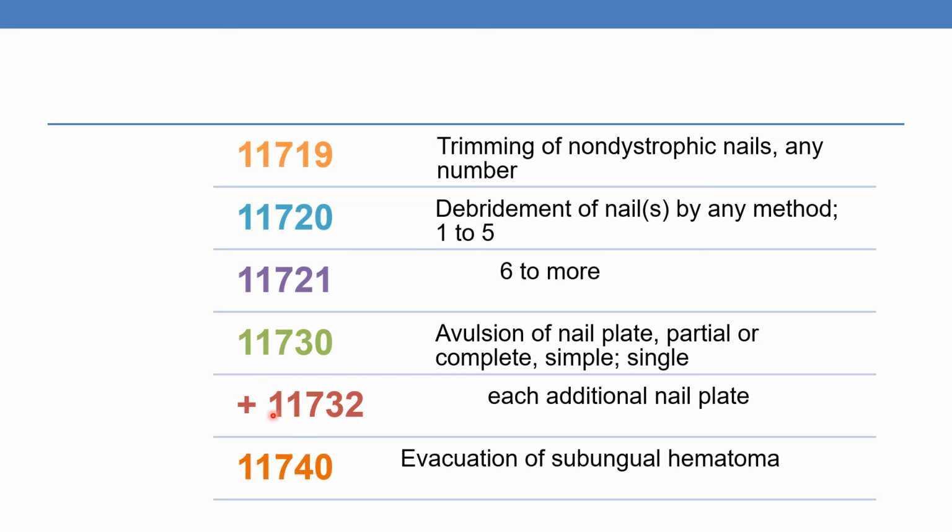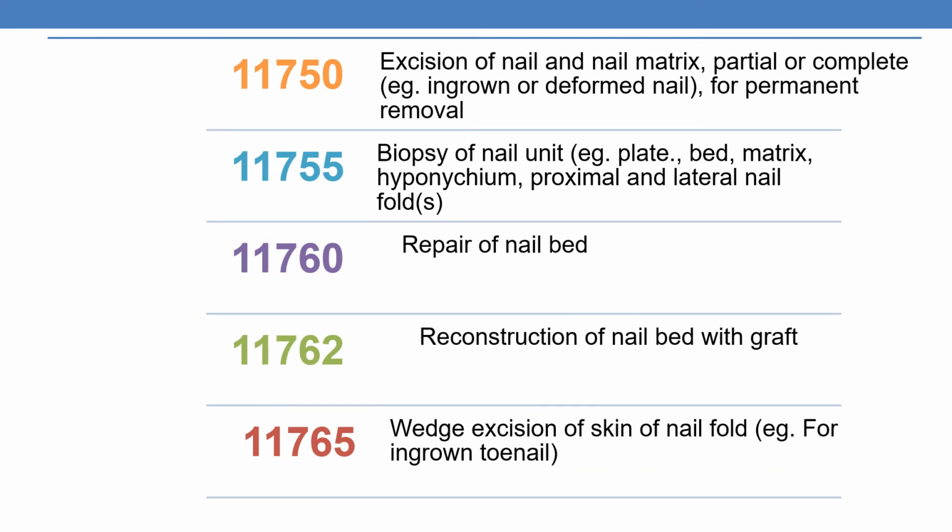The next is add-on code plus 11732, avulsion of nail plate, partial or complete, simple, each additional nail plate. The next is 11740, evacuation of subungual hematoma. The next CPT is 11750, which is excision of nail and nail matrix, partial or complete. Example, ingrown or deformed nail.